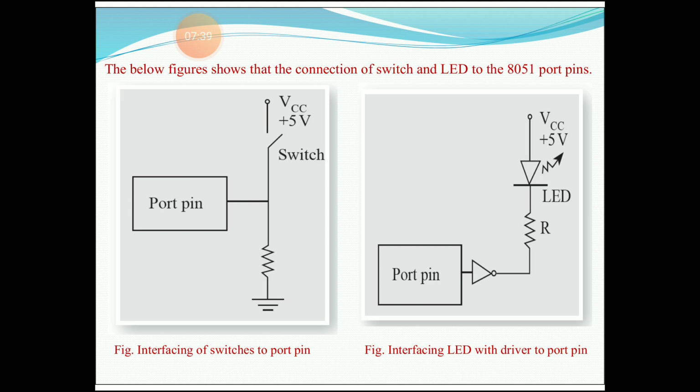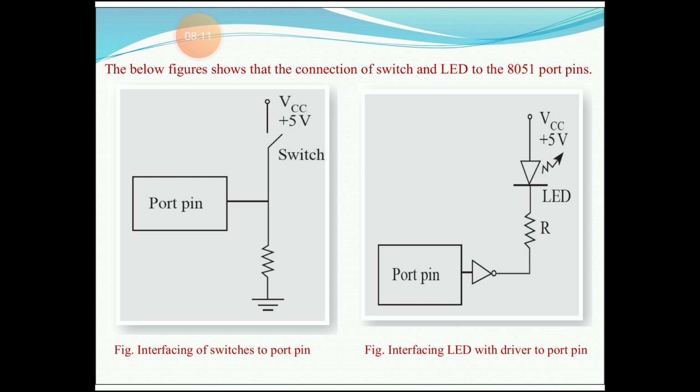So there are 2 circuits given. The first diagram belongs to interfacing of a switch to the port pin, when a switch is open or closed. According to the switch condition, a logic 0 or logic 1 is applied to the port pin. When the switch is open, logic 0 is given to the port pin. When the switch is closed, a logic 1 or 5 volts is applied to the port pin.